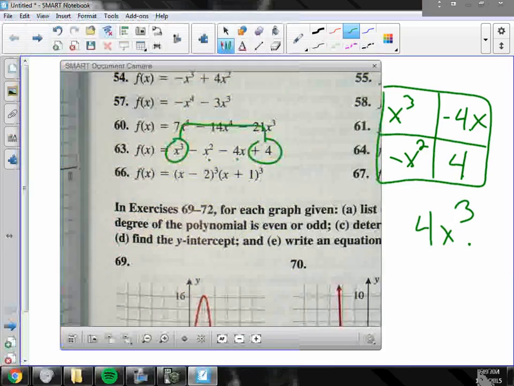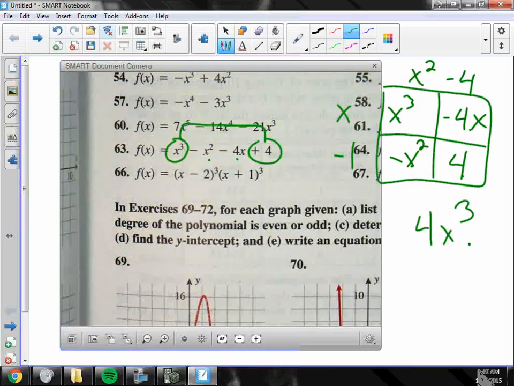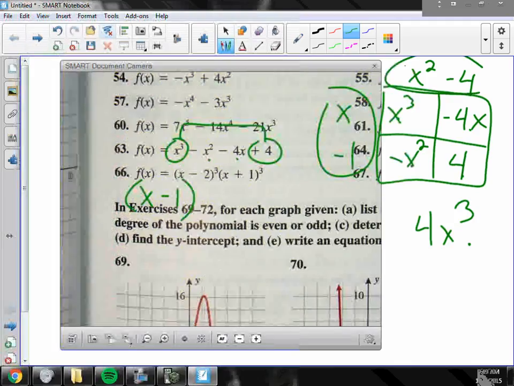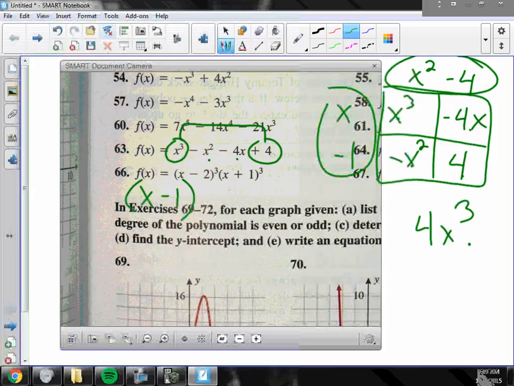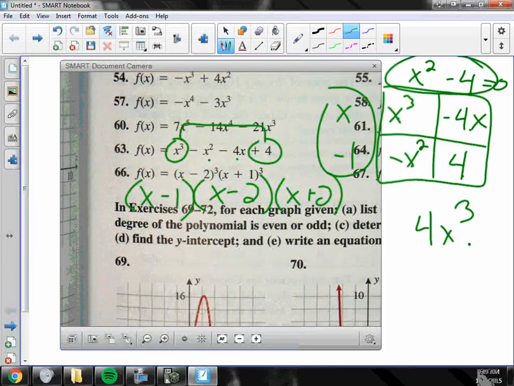I can pull out an x, and then this will be x squared minus 4, and this will be negative 1. So my factors are x minus 1, and then does that factor any further? It's a difference of perfect squares. X minus 2 and x plus 2. Or you can find the roots by setting it equal to 0. And you add 4 and you take the square root.